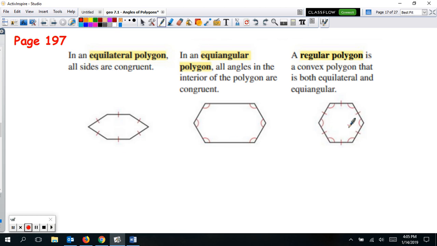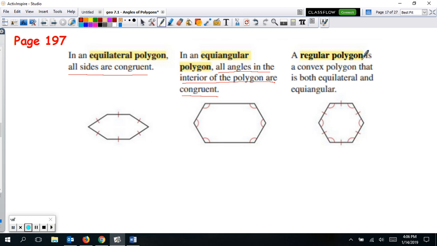It would be helpful. So it says equilateral polygon just means all sides are congruent. That's what you can write down for that. Equilateral polygon, all sides are congruent. Equiangular, all angles in the interior of the polygon are congruent. Okay, that's important that it says interior because we also have angles on the exterior, and we're going to see that here in a minute. So all angles on the interior of the polygon are congruent if it's equiangular.